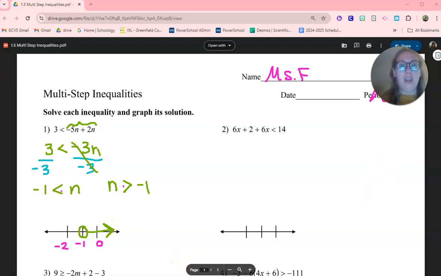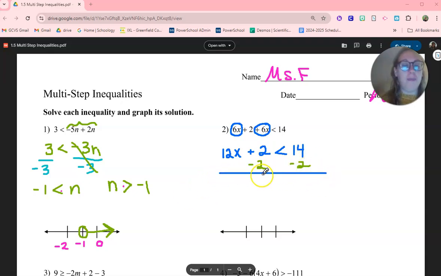Beautiful. Over on the left for problem number 2, we have 6x plus 2 plus 6x is less than 14. Again, looking for like terms, we can combine these two 6x's to get 12x. We can't combine the 2 because the 2 does not have an x. It's just a constant number on its own. But we can move it to the other side using that inverse operation of subtraction. 2 minus 2 is 0, so we have 12x is less than 12.